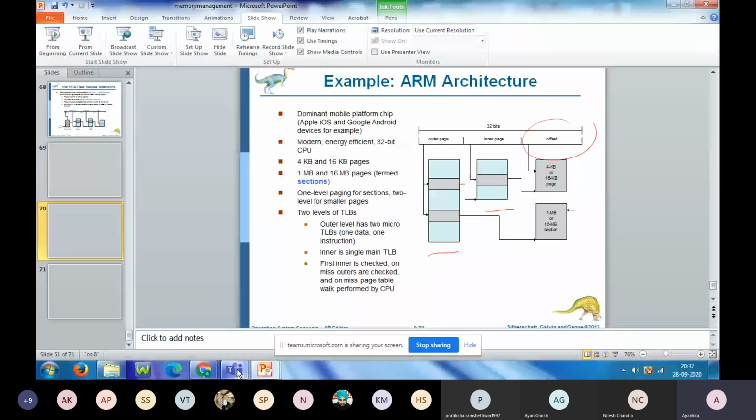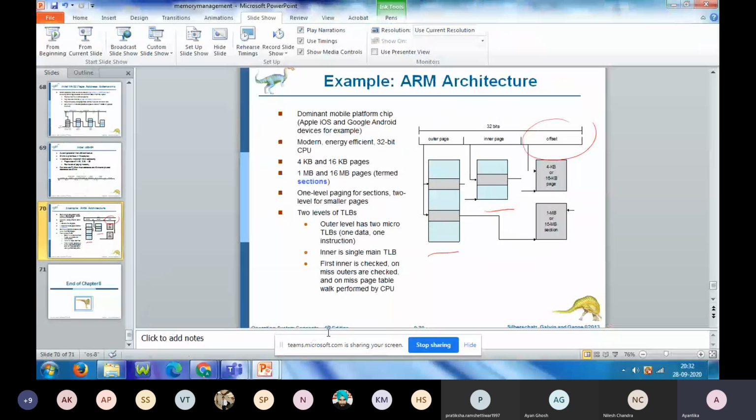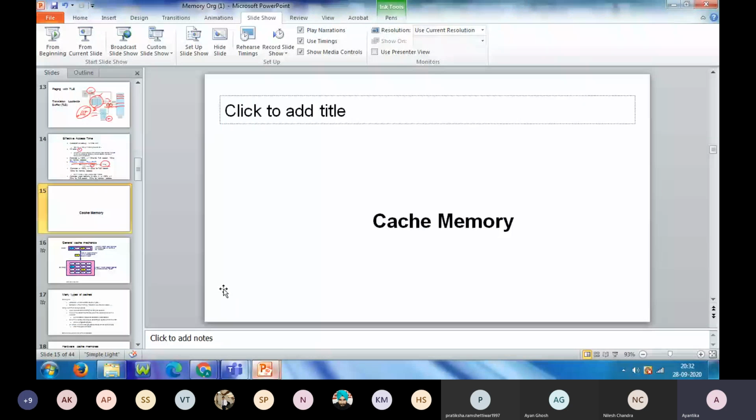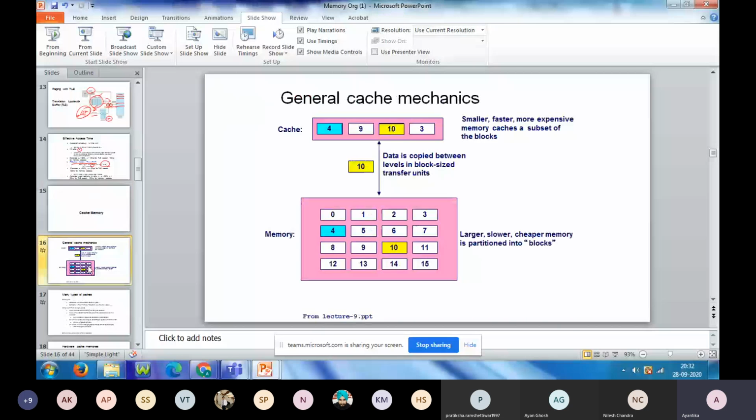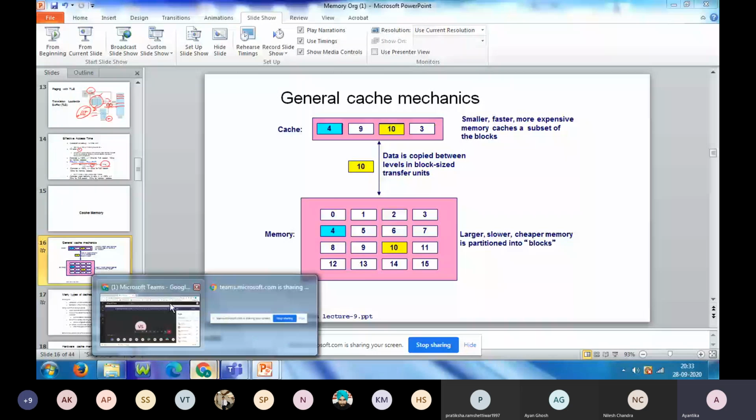So after that, we will be talking about cache memory. Okay. Any questions so far? Is it okay for everybody?